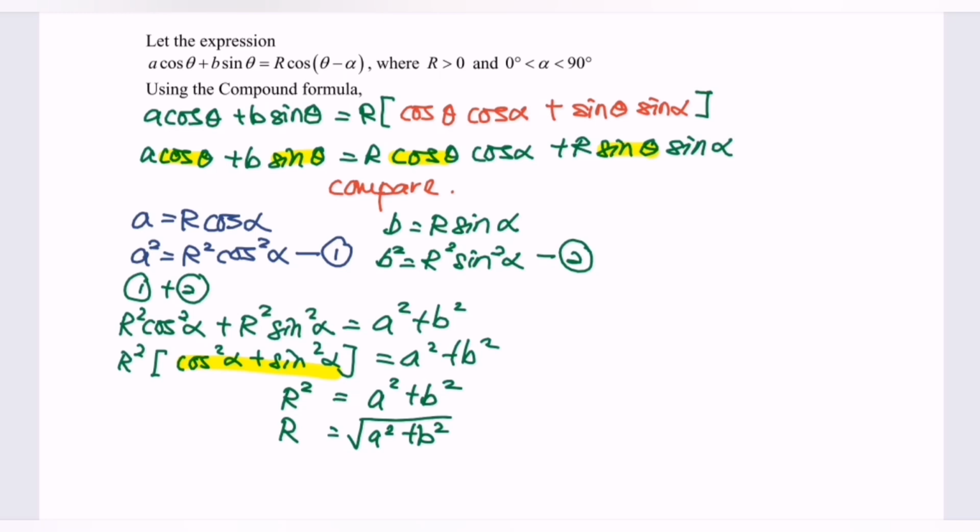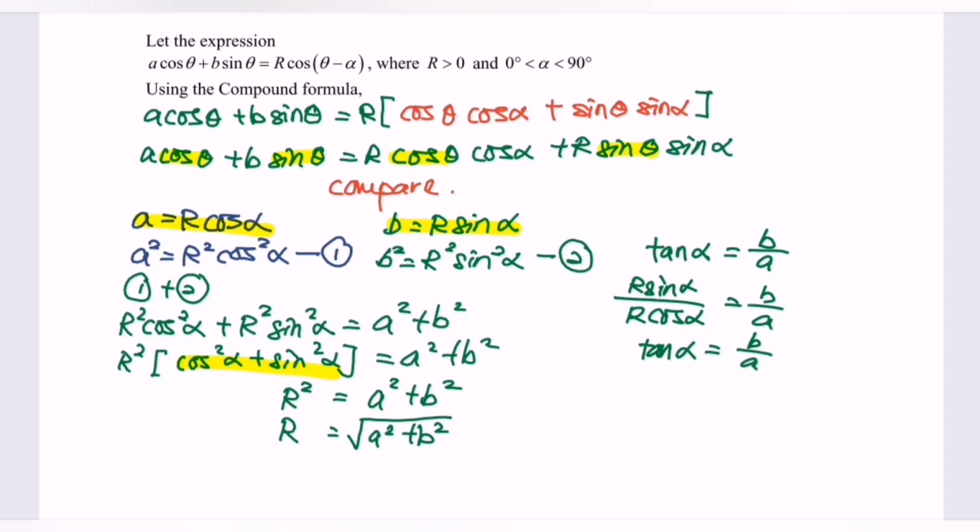So in here, referring to the situation A and B, tan alpha is equal to sine over cos. So in here we have B over A. Or we can say R sin alpha over R cos alpha is equal to B over A. So finally, tan alpha is equal to B over A, and alpha is equal to arctan(B over A).